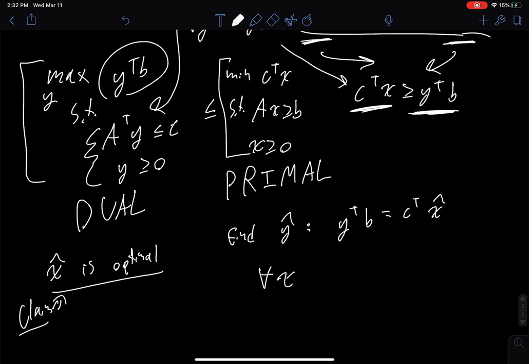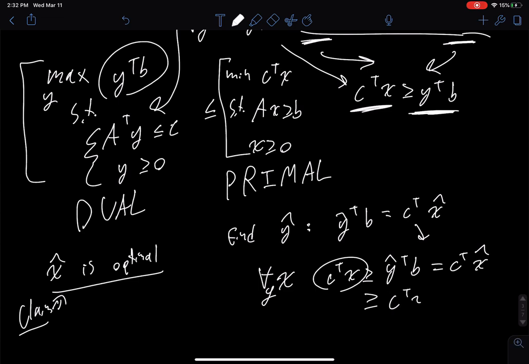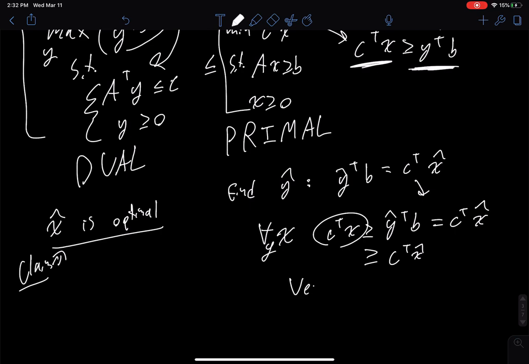Well, we know that for all feasible x, c transpose x is greater than y transpose b. This is true for all y, so I can choose my specific y hat and plug this in up here to see now that for all feasible x, c transpose x is greater than or equal to c transpose x hat, which actually verifies that x hat is as small as c transpose x can possibly get. It verifies the claim.